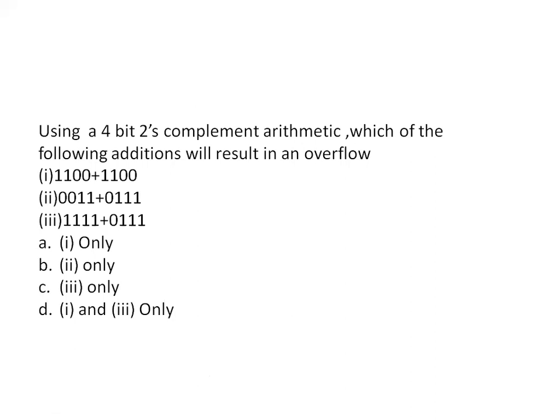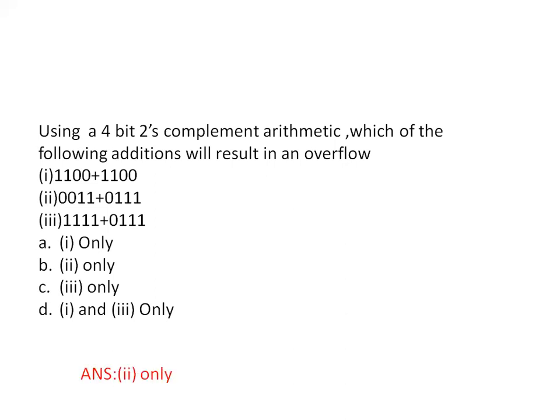Using 4-bit 2's complement arithmetic, which of the following additions will result in an overflow? The first operation is 1100 plus 1100. The second operation is 0011 plus 0111. The third operation is the addition of 1111 and 0111. So which operation will cause an overflow? Therefore, we can say option B is the correct answer.